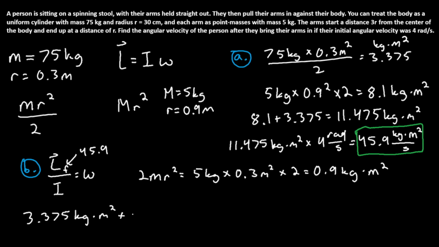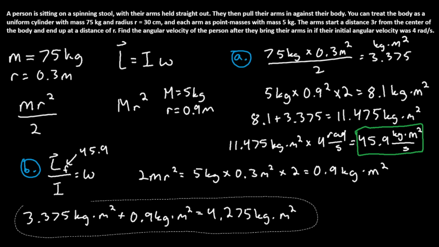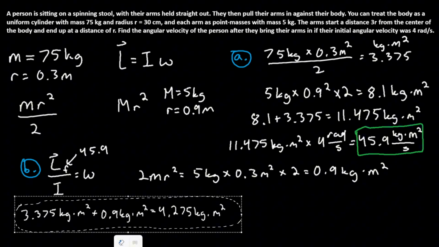So we just need to add these two together, and we can get the final moment of inertia after the person brings their arms in, which is 3.375 plus 0.9, oops, I did that wrong, hold up, which is 4.275 kilogram meters squared. So this is the moment of inertia after the person brings their arms in.